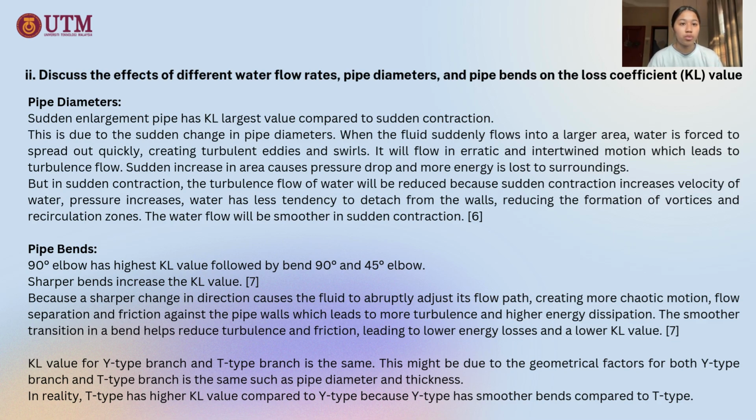So the 90-degree elbow has the highest KL value, followed by the bend 90-degree and the 45-degree elbow. Sharper bends increase the KL value. For bends, the sharper the angle, the higher the KL value. A 90-degree elbow creates the most turbulence due to the direction change, while the 45-degree elbow has lower turbulence and energy loss. For Y-type and T-type, they are both shown with the same KL value, but in reality, T-type has a slightly higher KL value because it has sharper bends, while Y-type is smoother.